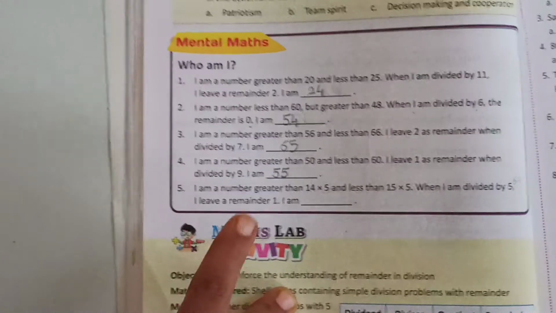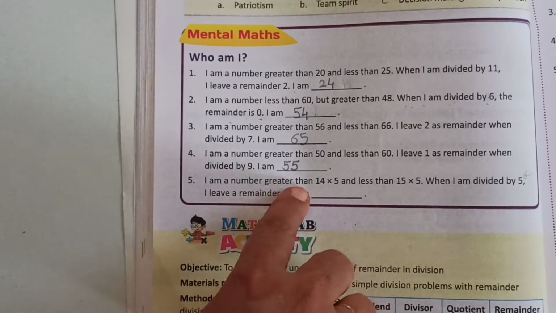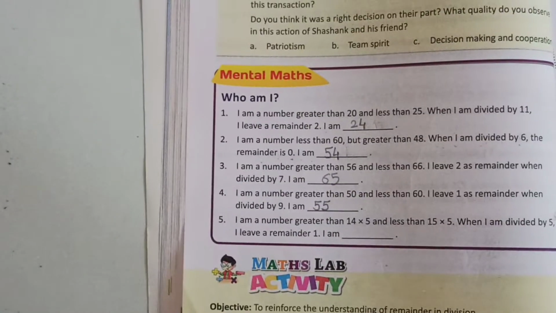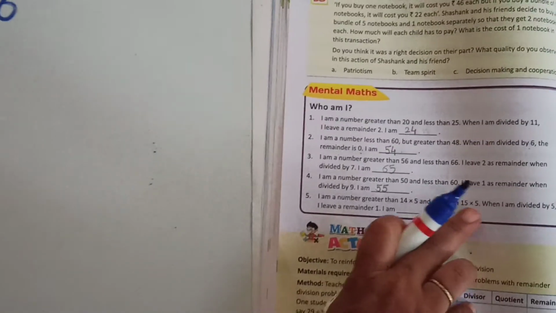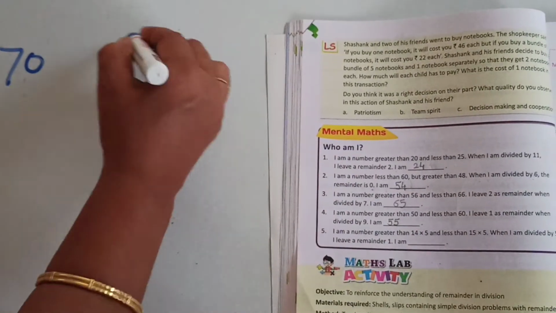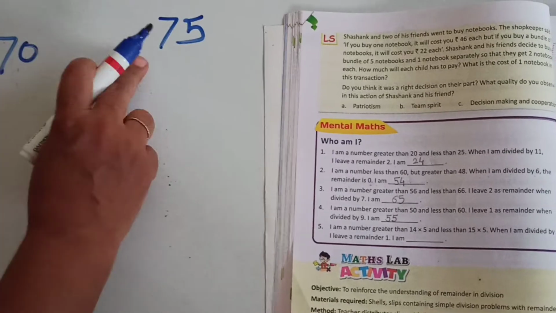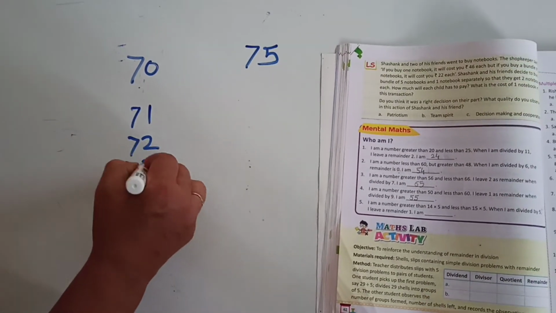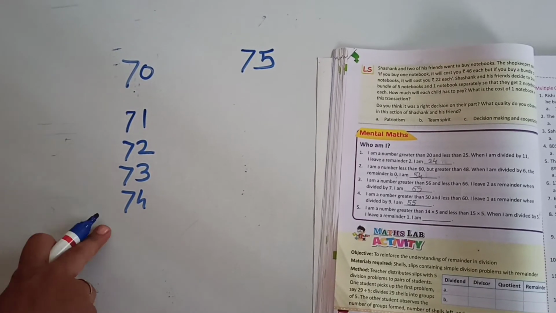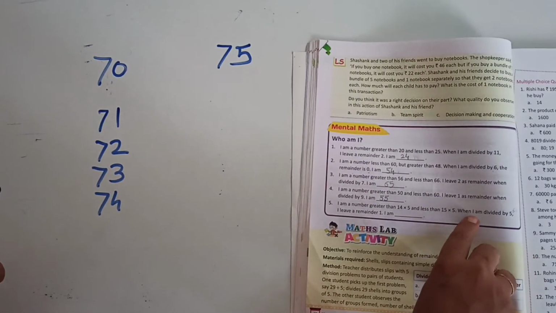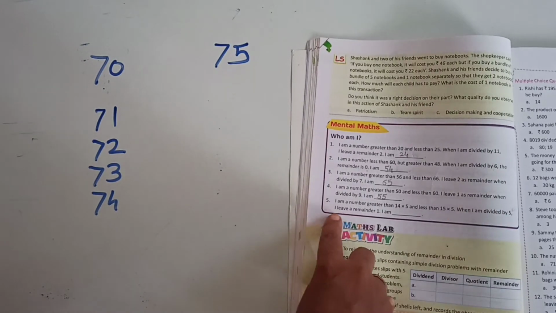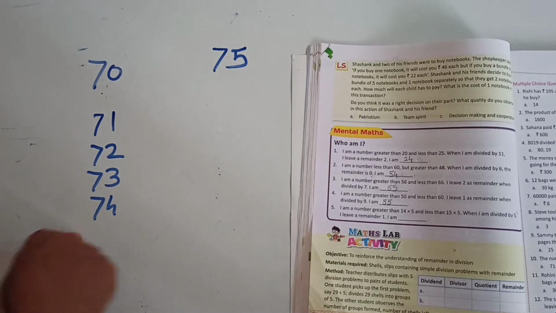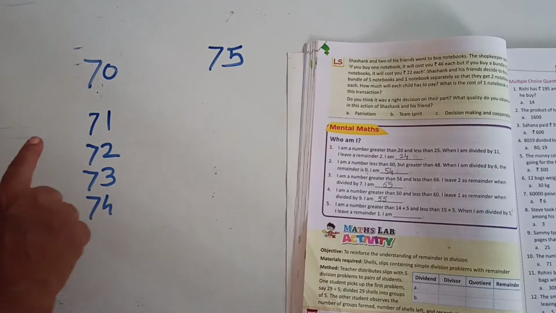Okay, now here I am a number greater than 14 multiplied by 5. 14 5s are 70. Okay, and less than 15 5s, which are 75. And what are the numbers between 70 and 75? 71, 72, 73, 74. Yes, these 4 numbers. And when I am divided by 5, I leave a remainder 1. It means which of these numbers, when divided by 5, gives remainder 1?